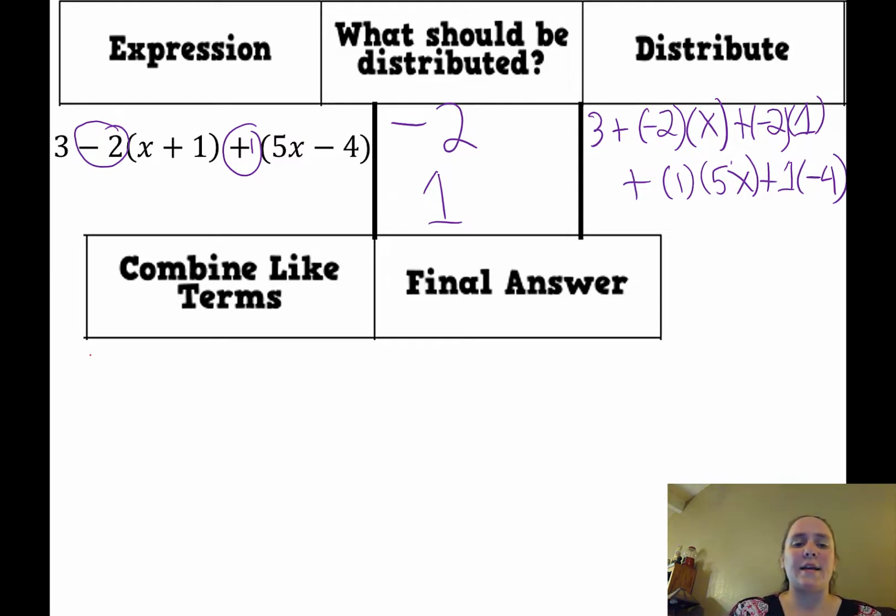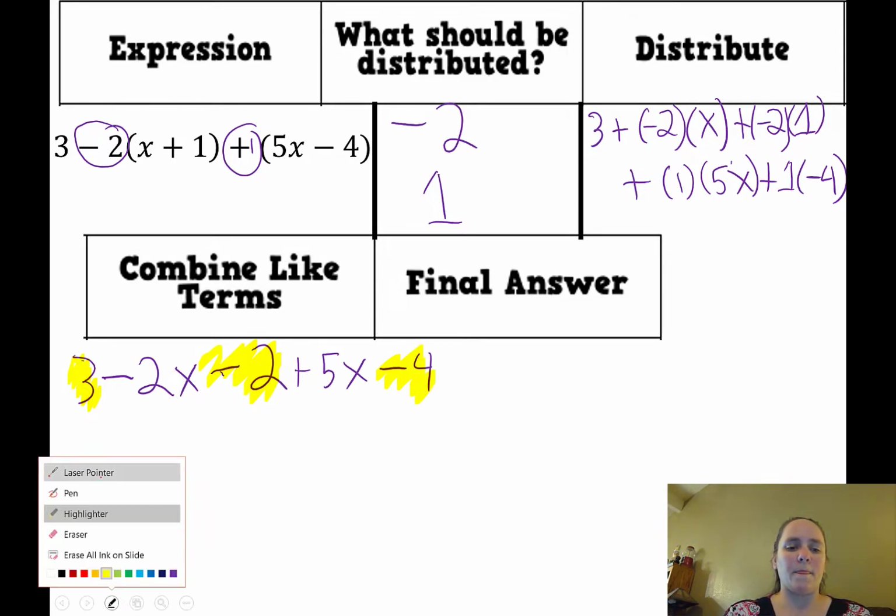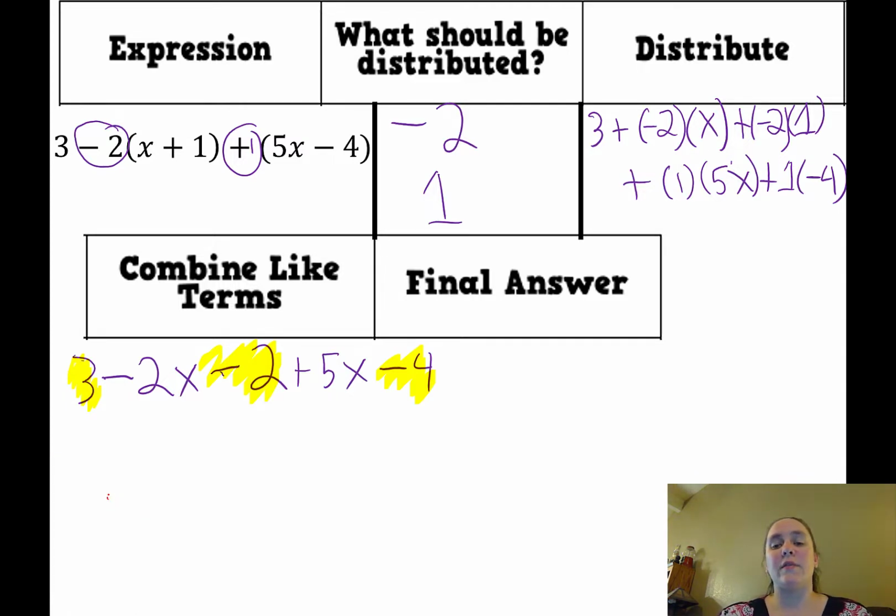So simplifying that, I get 3 plus, well, -2 times x is a -2x, so that gives me 3 minus 2x. -2 times 1 is a -2. And then 1 times 5x is 5x. 1 times -4 is a -4. So combining like terms, and I've got a couple different sets here. I've got 3, -2, -4. So 3 plus -2 gives me 1. Plus a -4 gives me a -3.